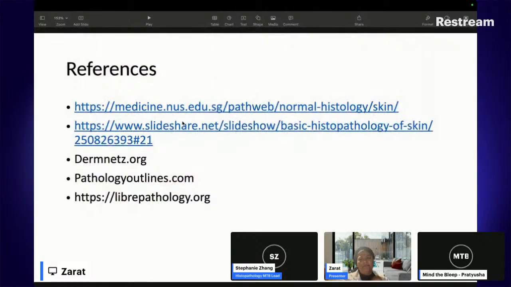So these are some of the references you can use. They are quite good if you want to look up histopathology of skin, even normal histopathology of any organs, really. And then dermnet.org, they have nice summaries of all the dermatological conditions, which is quite helpful.